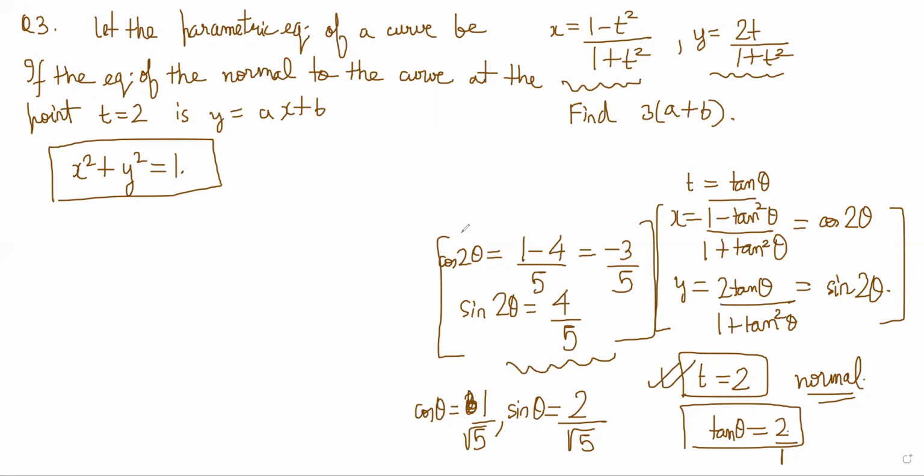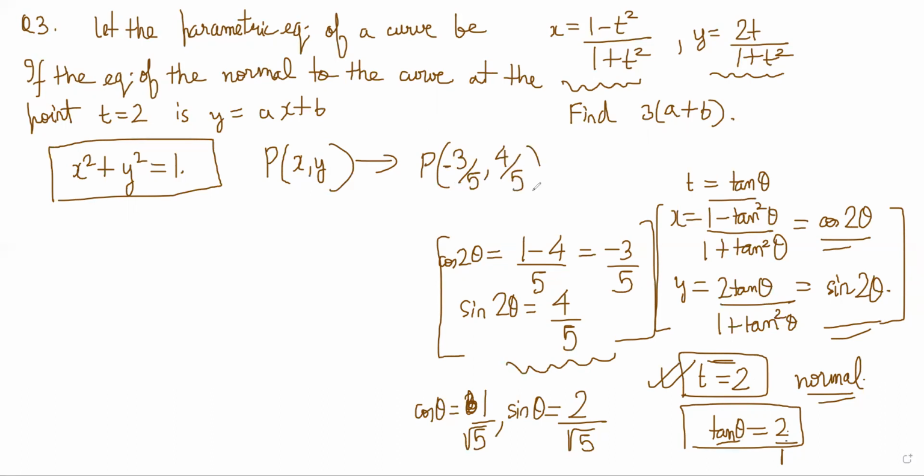So why did I actually find that? I found that because I need the xy coordinates of my point P, right? The xy coordinates of point P are cos 2 theta and sin 2 theta. And since I know the parametric value, tan theta is 2, I found P as minus 3 by 5 and 4 by 5, right? Now the equation of the normal at this point is super easy.